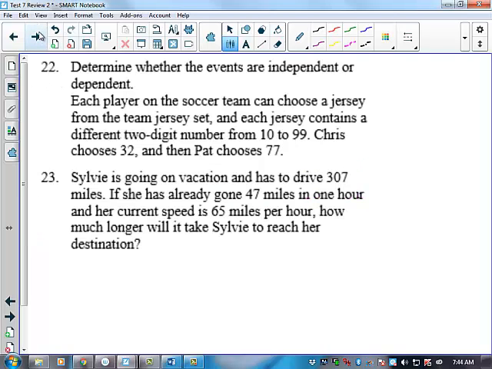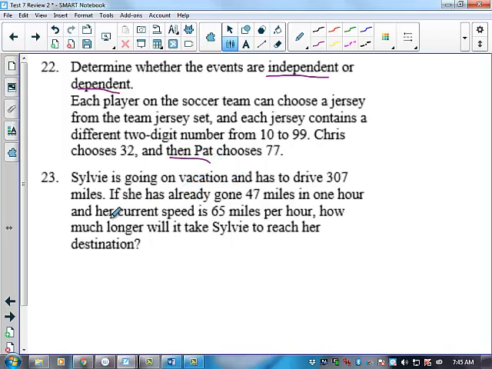Determine whether the events are independent or dependent. Remember, independent means that the number we have to choose from doesn't change. Dependent means that the total number does change. So each player on a soccer team chooses a jersey from the team jersey set. Each jersey contains a different 2-digit number from 10 to 99. Chris chooses 32, and then Pat chooses 77.